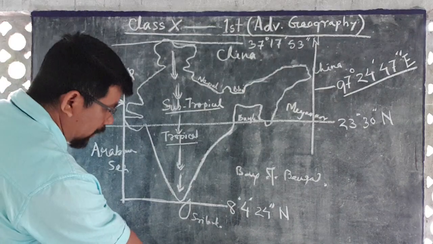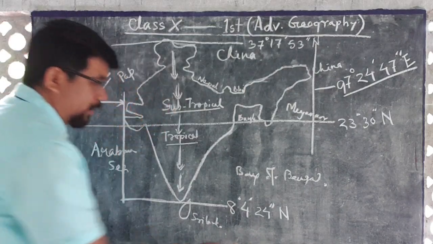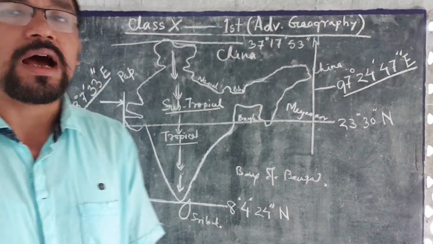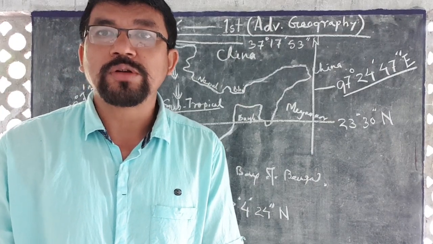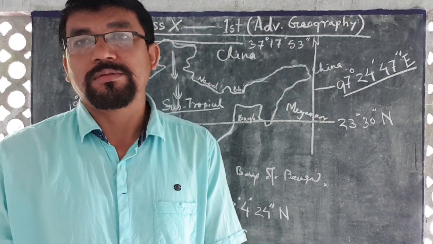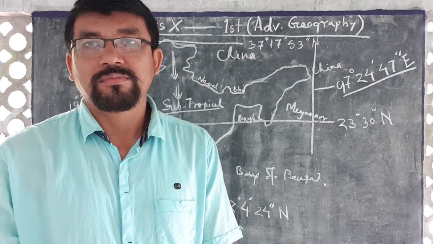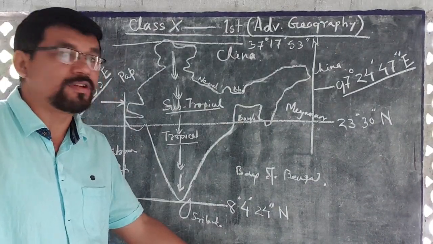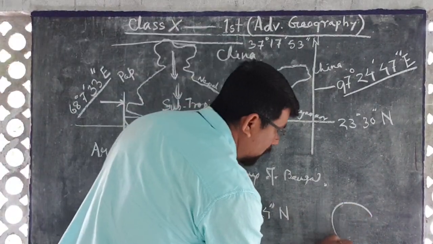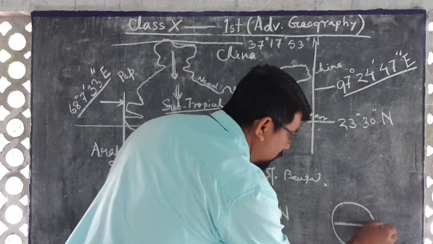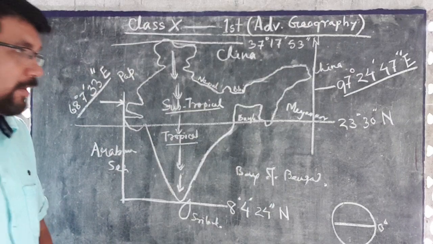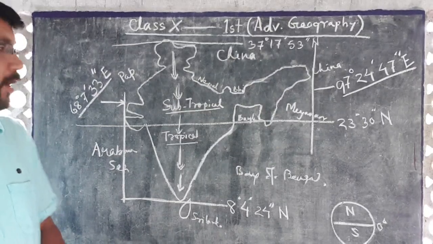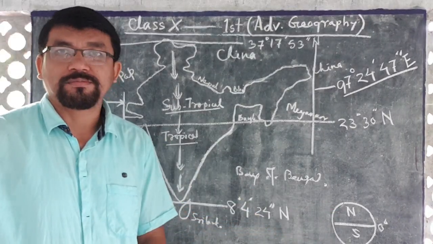Equator, line of equator is 0, you know it, 0 degree. And this line of 0 degree can divide the whole earth into two equal zones, which is known as northern hemisphere and southern hemisphere. We found it in the middle of our earth. It is northern hemisphere and it is southern hemisphere. We are living in northern hemisphere.